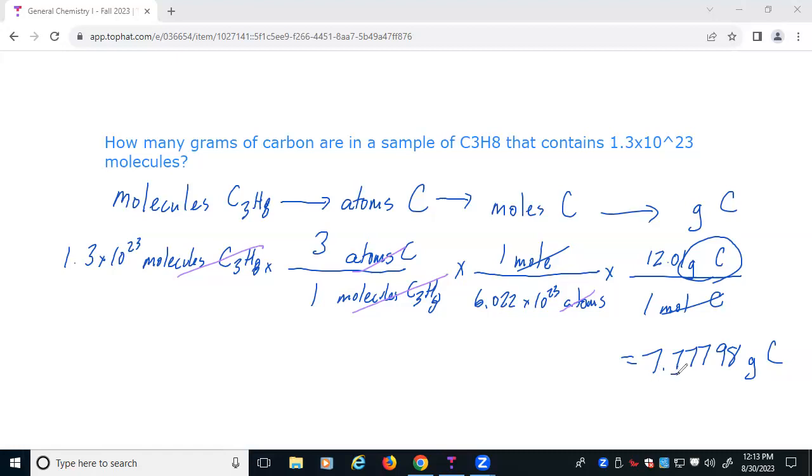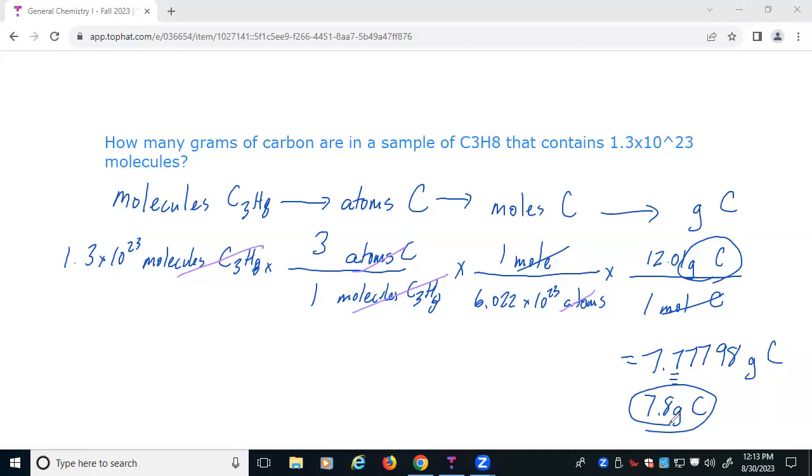So I'm going to round to the second digit here. So 7.7, I look and see that this is going to round up. So it'd be 7.8 grams of carbon. And so that would be my answer to this question.